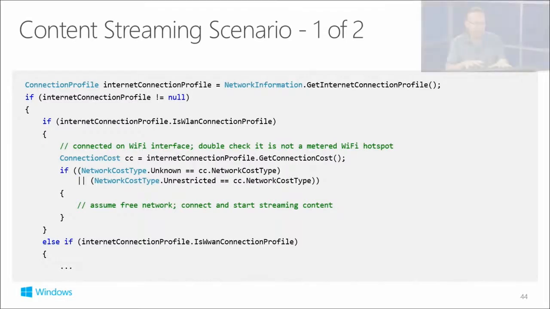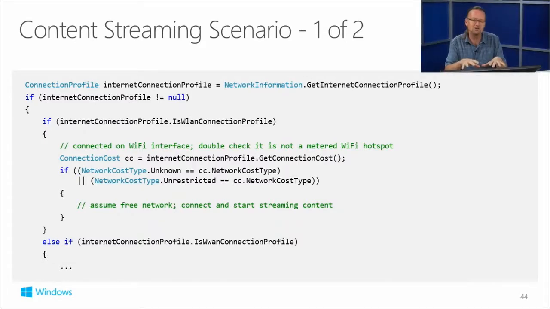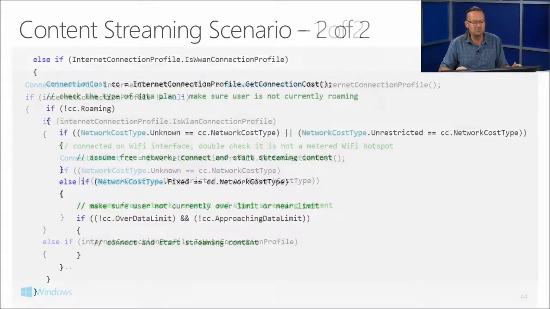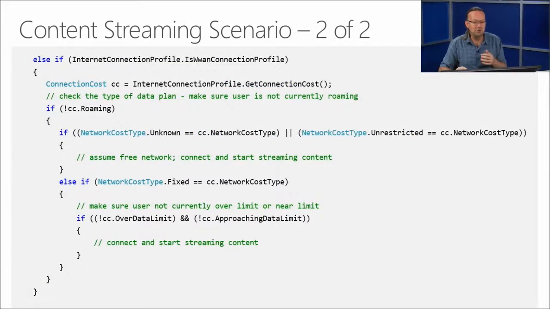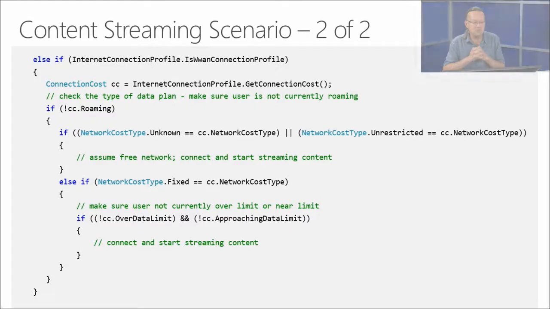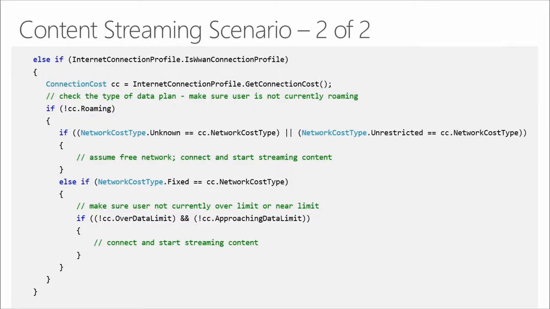If you're on a wireless WAN connection profile, then you're on cellular data, and you might want to put up a prompt to the user saying, do I really want to do this? So this is about being good to your users. This is the WWAN case. Here you want to check, going on from where we were on the previous slide, get the connection cost and look at the network cost type. If it's a fixed network cost type, then you can look at the ones in the bottom if statement there.